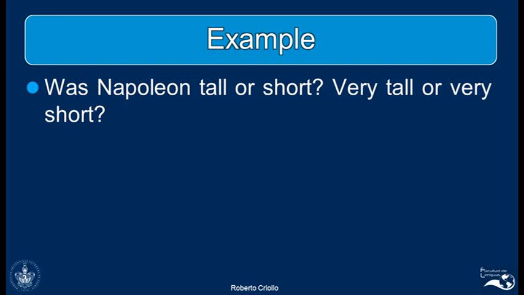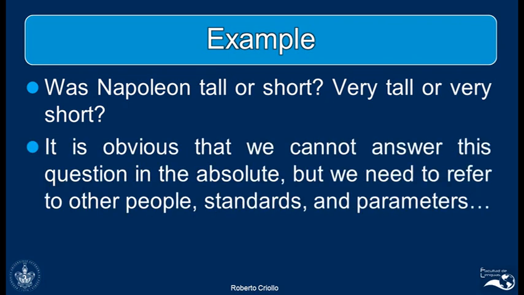So the question that is going to guide our explanations is this. Was Napoleon tall or short? Was he very tall or was he very short? First thing that comes to mind is obviously that we cannot answer this question in an absolute sense. We obviously need to refer to other people, standards, and parameters, and that's precisely what descriptive statistics are for.